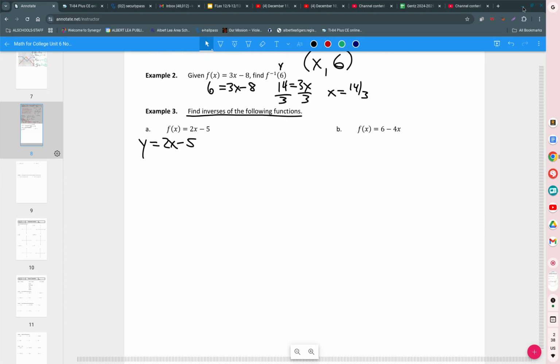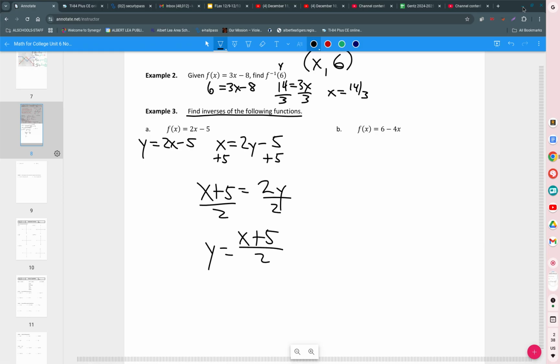So I'm going to take this and I'm going to switch the x and the y, and I'll write x equals 2y minus 5. And then I just solve that for y. So I add 5 to both sides. And when I do, I get x plus 5 is equal to 2y. And then to solve for y, I divide both sides by 2. And I get y is equal to x plus 5, that quantity divided by 2.